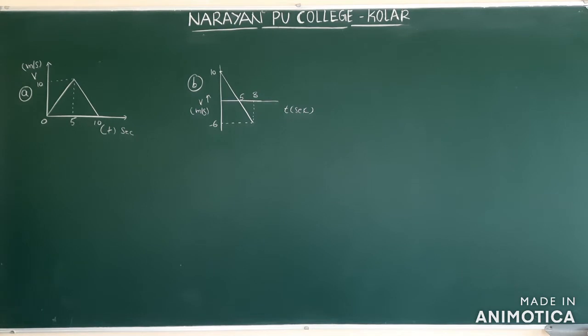See the next example, 27. The particle is moving in a straight line. Its velocity time graph in different cases is shown below. They give two graphs, A and B. Find the displacement and the distance in the time interval t equal to 0 to t equal to 10 seconds for the following cases. They are asking to find the displacement and distance.